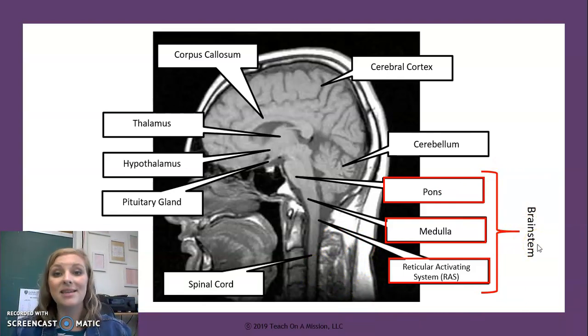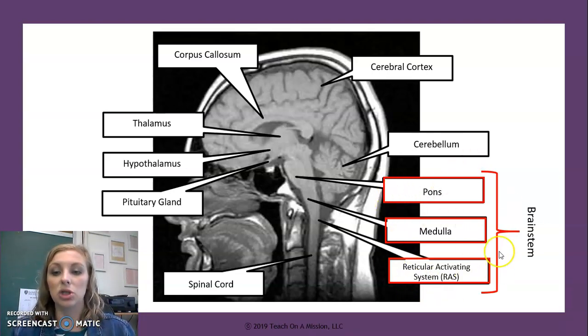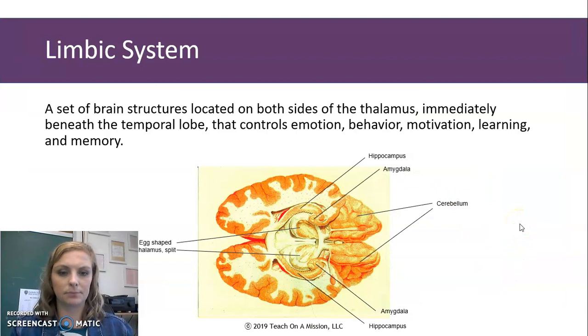And the brainstem is the oldest part of the brain. The brainstem is the first thing that gets developed when a fetus is growing, and it does our automatic survival functions, right? So all of these things, we wouldn't be able to survive if any of these parts of our brain are damaged. Okay, let's talk about the limbic system.